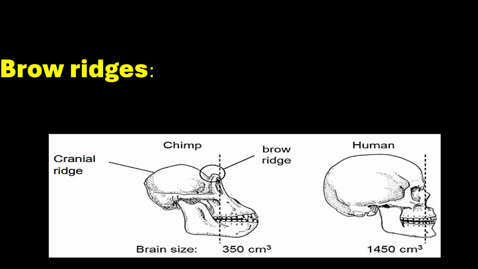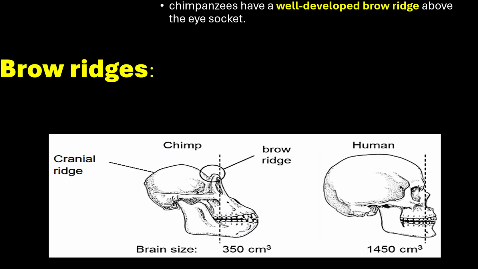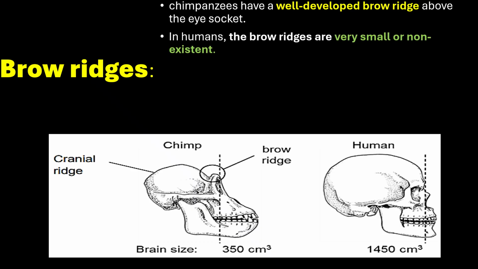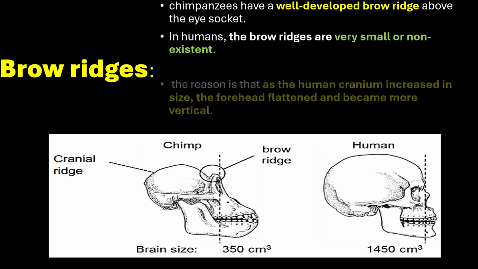Then we go on to the brow ridge. So that is the brow ridge here. When we talk about the brow ridge, it is talking about this structure here. And human beings, it's like as if we have it, it's like we don't even have it. So let's explore the significance. Chimpanzees have a well-developed brow ridge above their eye socket. And then it goes on to talk about how in humans, the brow ridges are very small or non-existent. So humans, we don't even have it at all.